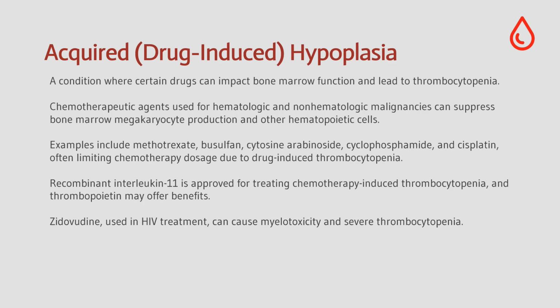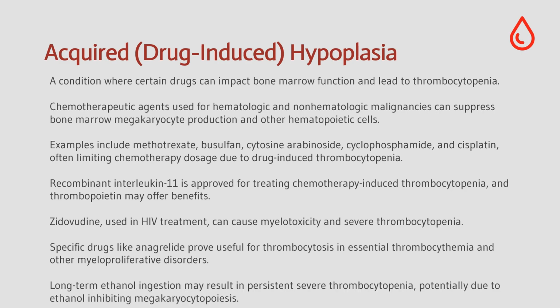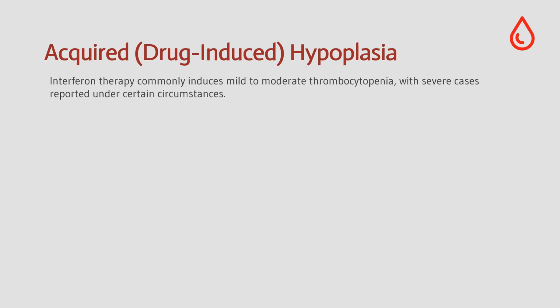Zidovudine, used in HIV treatment, can cause myelotoxicity resulting in severe thrombocytopenia. Specific drugs like anagrelide prove useful for thrombocytosis in essential thrombocythemia and other myeloproliferative disorders. Long-term ethanol ingestion may result in persistent severe thrombocytopenia, potentially due to ethanol inhibiting megakaryocytopoiesis. Interferon therapy commonly induces mild to moderate thrombocytopenia, with severe cases reported under certain circumstances.